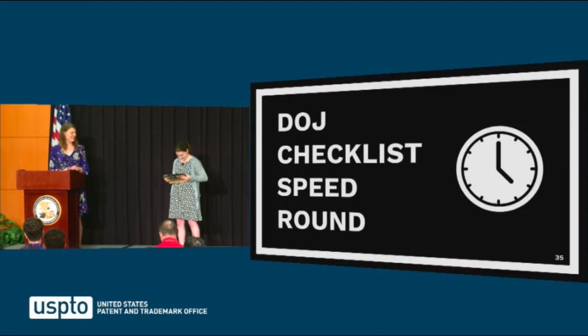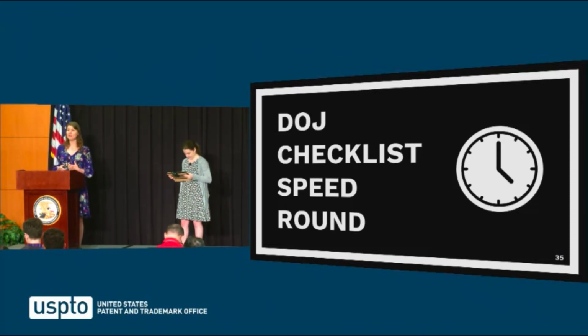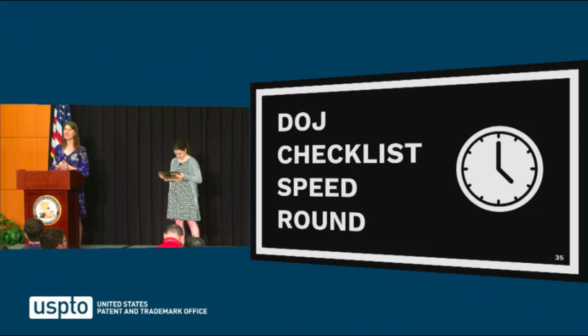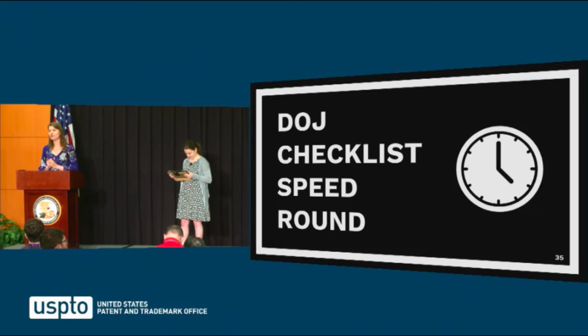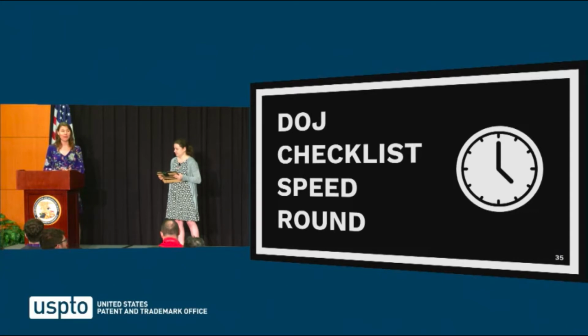All right, so we're moving into our speed round. We've got 5 minutes left. I think we can cover this all in 5 minutes. So we're going to go through the DOJ checklist. We're going to give you a quick overview of each item. We're going to see an example of it in action or potentially in inaction.